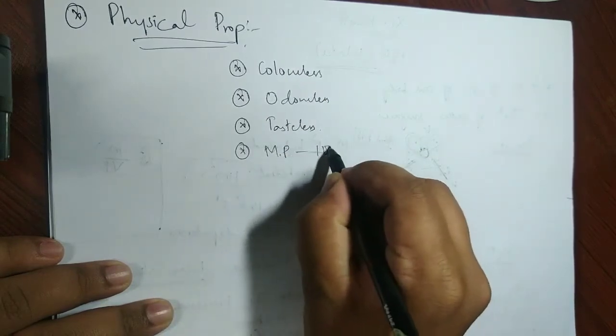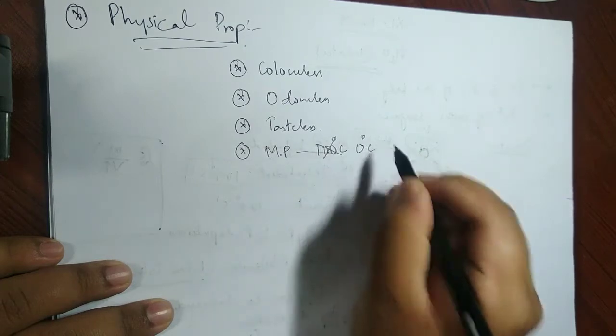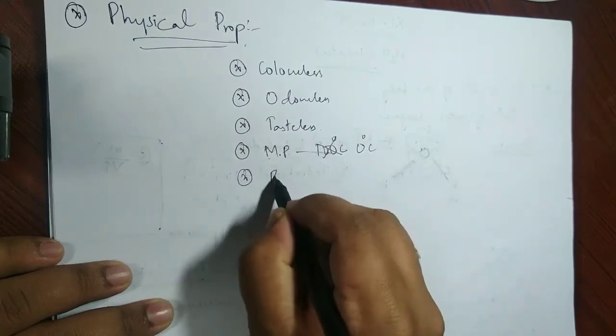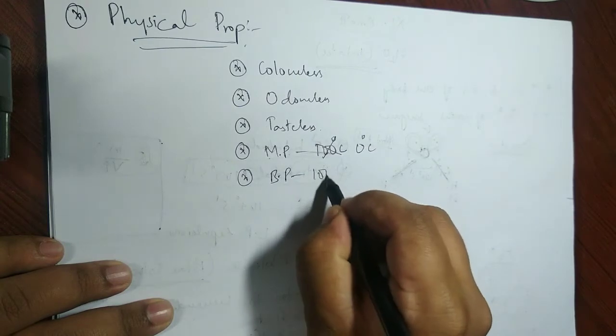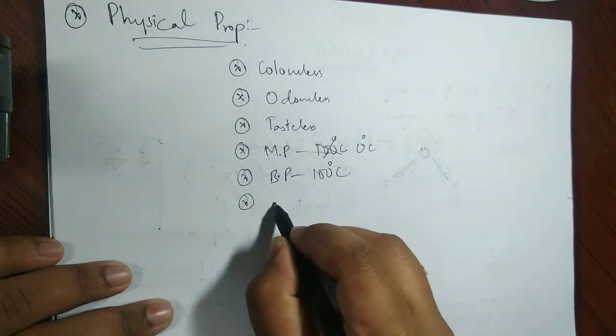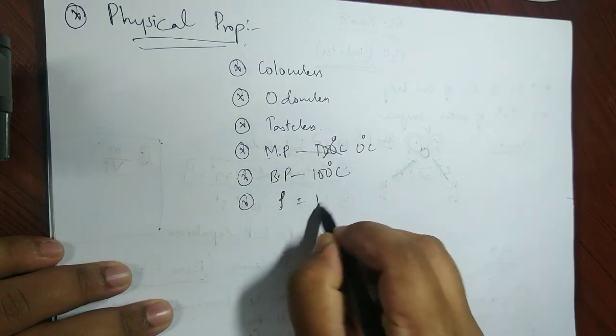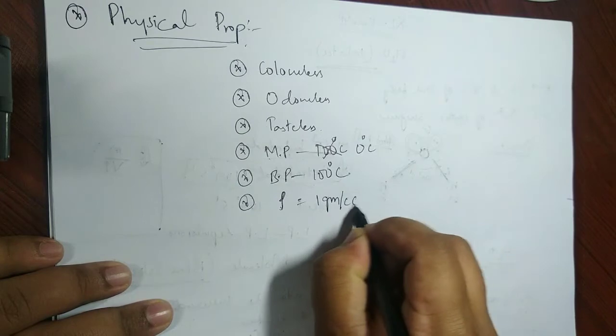Melting point is how much? 100 degrees Celsius. Oops, I'm talking about melting point, 0 degrees Celsius. And boiling point is how much? 100 degrees Celsius. And if you talk about density, it is more dense. The density of water is the highest, which is 1 gram per cc.